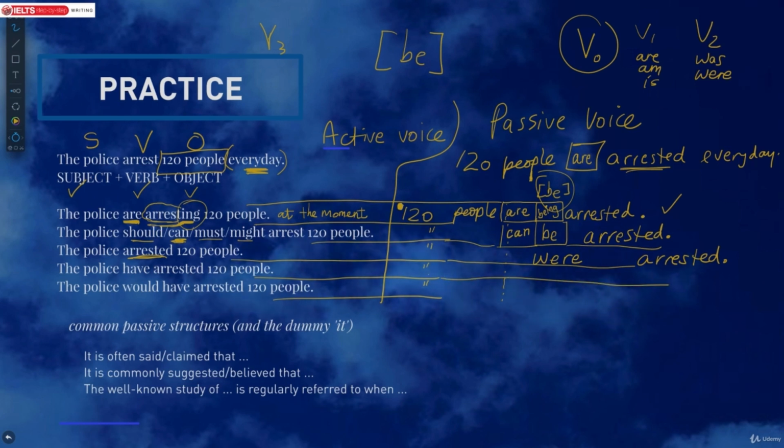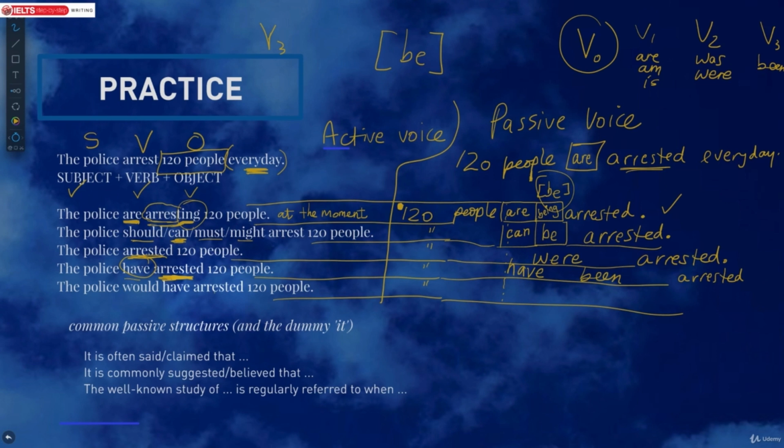This one here, very quickly. The police have arrested 120 people. So let's keep the same. Arrested, no change there. That is an auxiliary verb, so I keep that the same. The only thing I need to change is the be takes the same form as this. We know that have, if I'm using present perfect, takes the verb 3 form. Can you remember? That's been. So have been arrested. Okay.